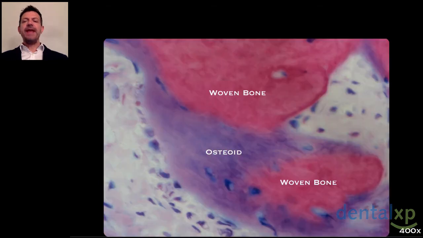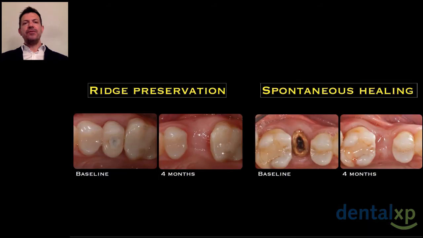And at 400 magnification, we can see again woven bone, osteoid, osteoblasts inside the osteoid. So all this tissue will be mineralized in a few days.